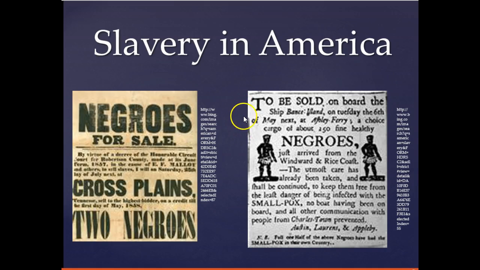The one on the right here says to be sold on board the ship, and it gives the name of the ship on Tuesday the 6th of May. Then it says, choice Negroes just arrived from the Windward and Rice Coast. The utmost care has already been taken, and will be continued, to keep them free from the least danger of being infected with the smallpox. So in other words, they were keeping the slaves healthy, and therefore they were worthwhile buying.